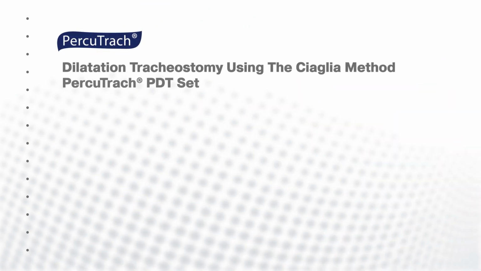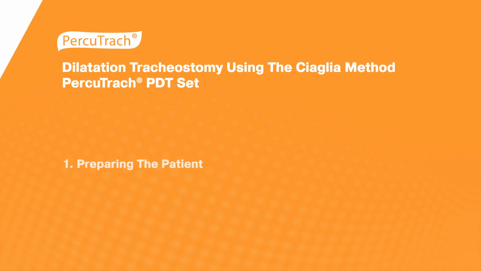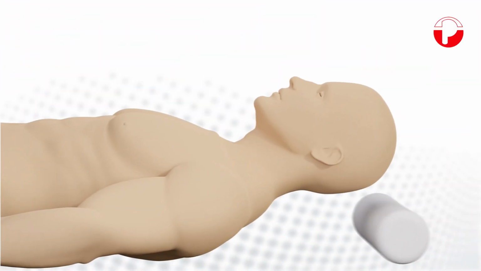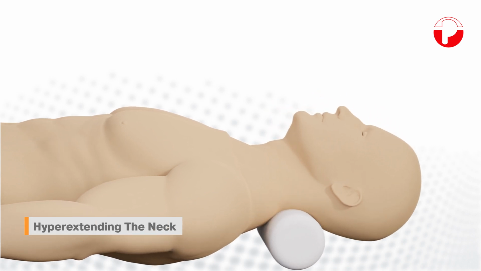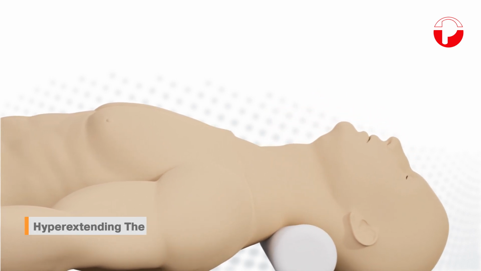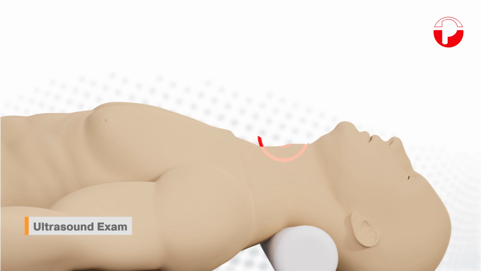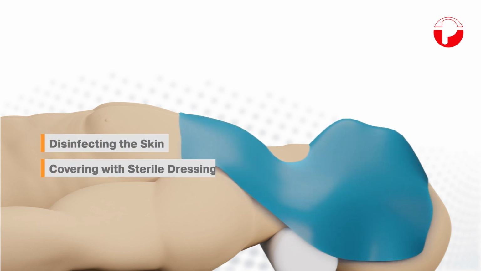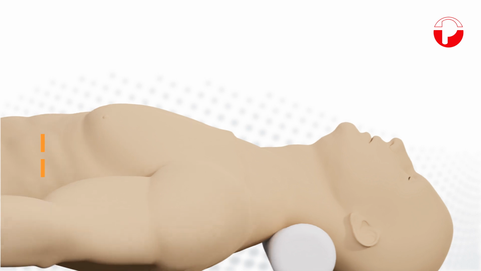To use the PercuTrach PDT set, first prepare the patient. After the patient has been sedated, place him in a supine position and support the neck and shoulders in such a way that the neck is hyperextended. An ultrasound exam of the neck region is recommended to specify the anatomical conditions. Disinfect the skin and cover the area around the neck with sterile dressing.